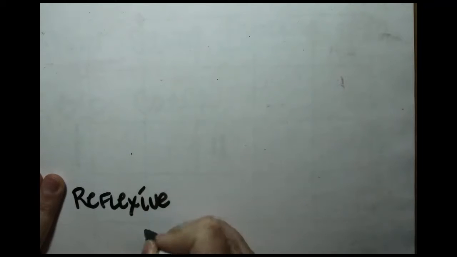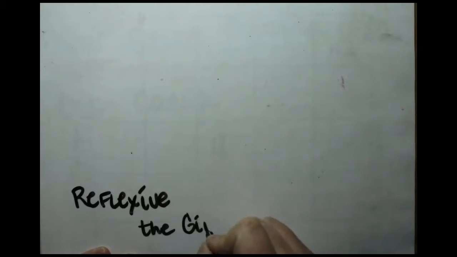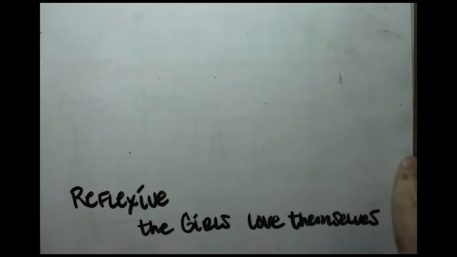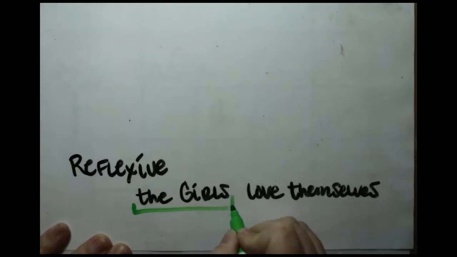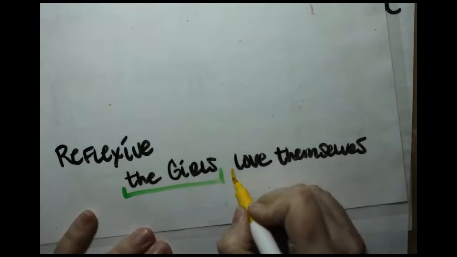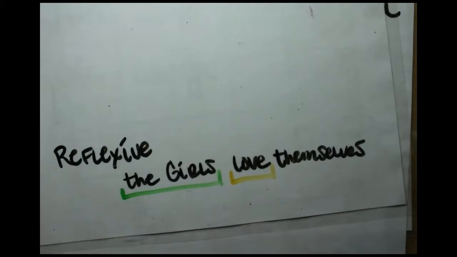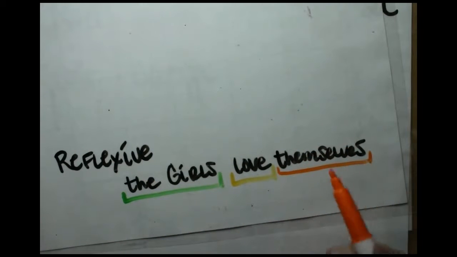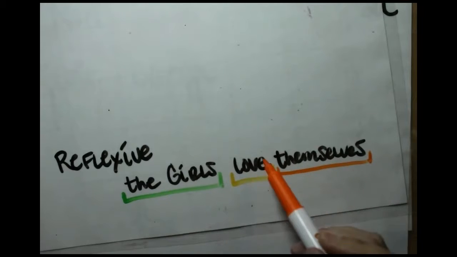I've talked about reflexive pronouns before. A reflexive pronoun is a pronoun that reflects back onto the subject. I'll put it down here, and I'll put intensive. So a reflexive reflects back on the subject. So, the girls love themselves. The girls here are the subject. They're in the nominative. The verb here is love, and themselves are the object. Even though this refers to the girls, themselves is not in the nominative because we need an object for love here.